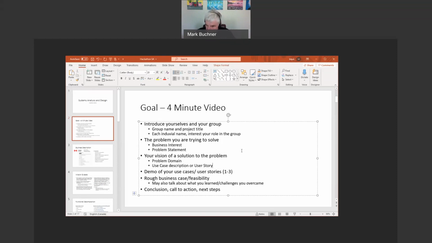And really, the solution that you guys are building doesn't necessarily exist. So what you have to do is communicate a vision of the solution. A vision is something that humans can do. It's when you're describing something that doesn't actually exist yet, but you describe it in enough detail so that the listeners can understand from what you're saying what the solution is that you're looking to create. So that's why you have to have something here about your vision for a solution.